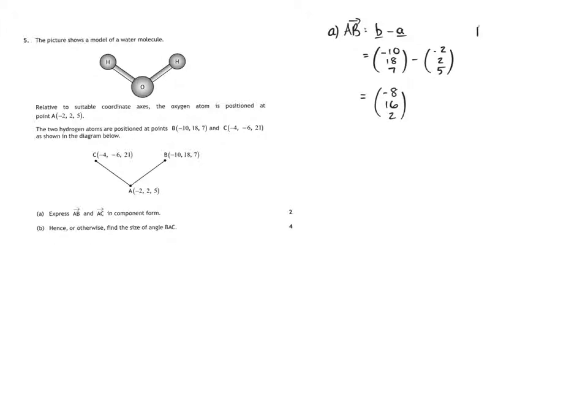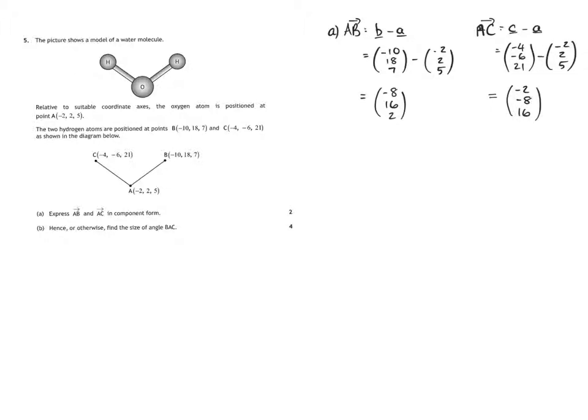Okay, so then AC is C take away A, which is minus 4, minus 6, 21, take away minus 2, 2 and 5. So I've got minus 4 add 2, which is minus 2. I've got minus 6 take away 2, which is minus 8. I've got 21 take away 5, which is 16.